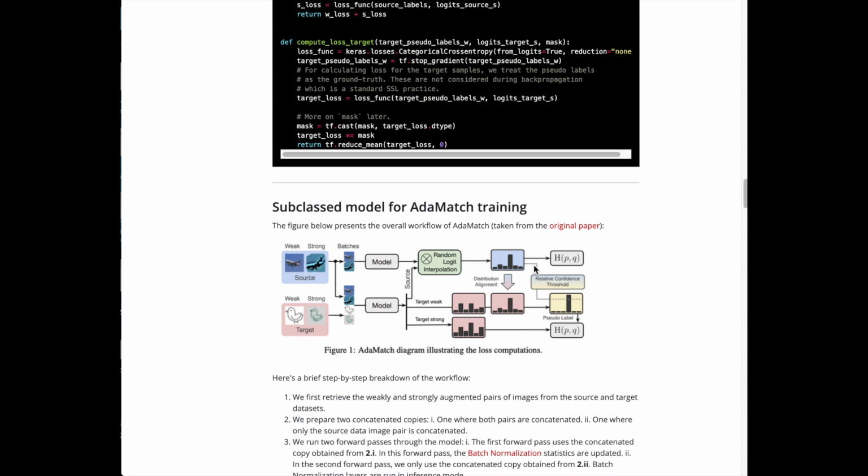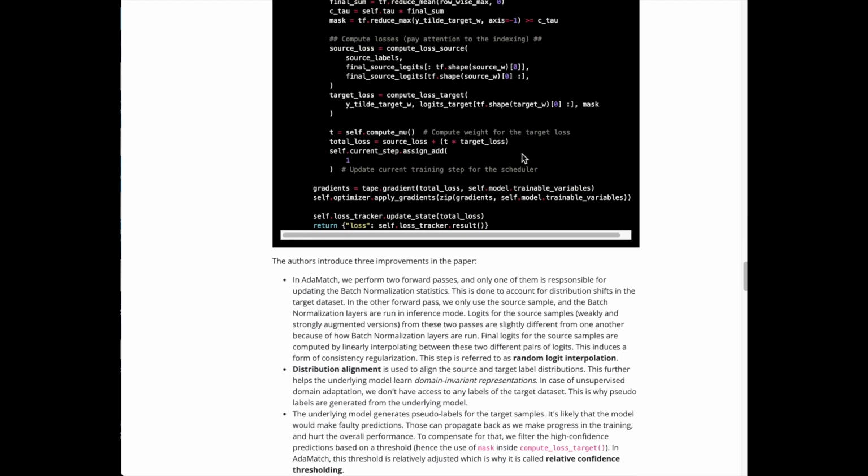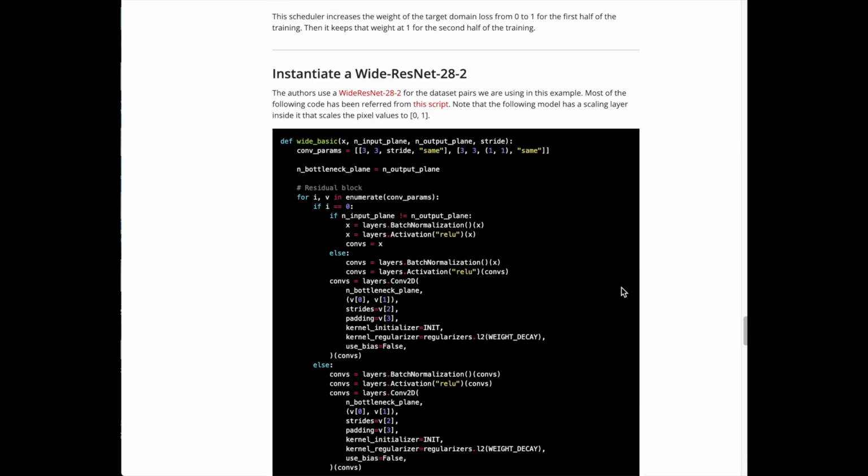So here's the pipeline of AdaMatch. As a reminder, you have the weak and strong batches, this batch normalization thing. You have this distribution alignment between the logits of the unlabeled or the transfer domain and the class labels that are predicted, and this relative confidence threshold thing. So all these are implemented in these Keras code examples. If you're curious about how any of this is really brought to life with Keras code, here's an example that does it.